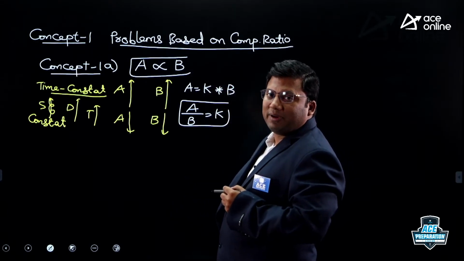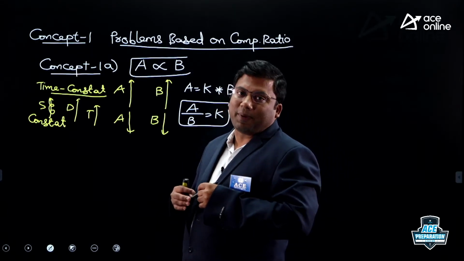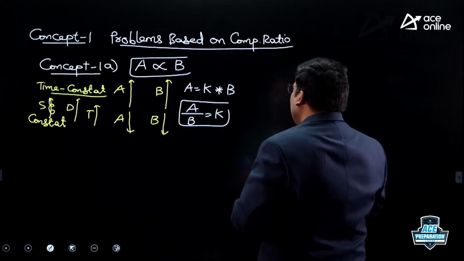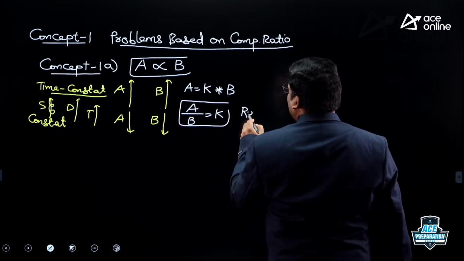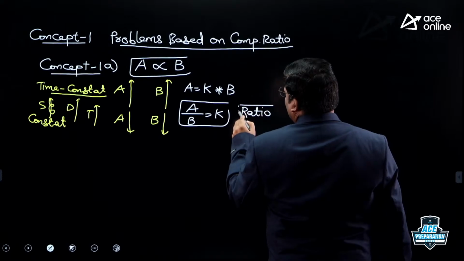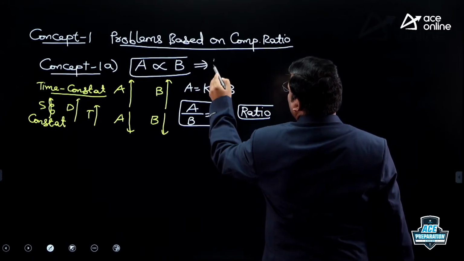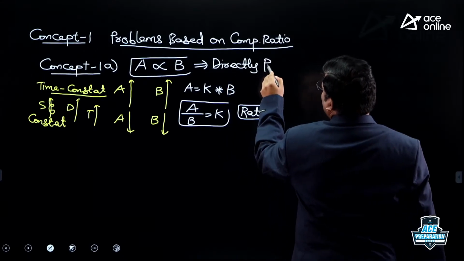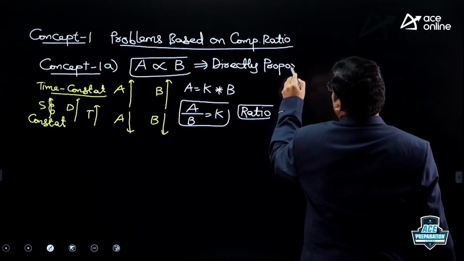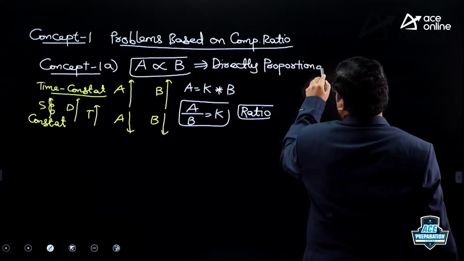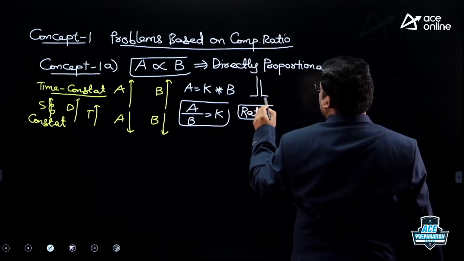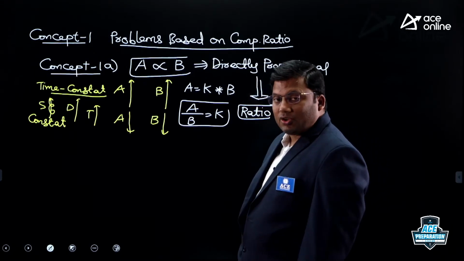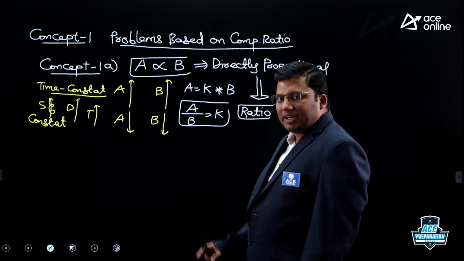Very important parameter. If two parameters are directly proportional to each other, what is constant? The ratio between the two parameters is constant. When A and B are directly proportional in the same order, what is constant? The ratio is constant. I hope the idea is clear. That means A by B will be constant.